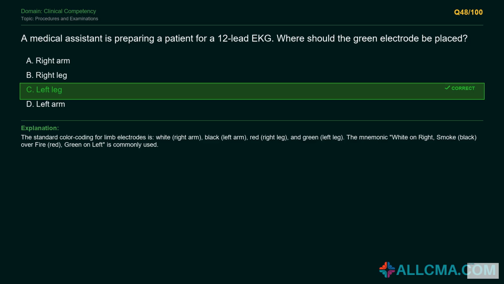The standard color coding for limb electrodes is white, right arm; black, left arm; red, right leg; and green, left leg. The mnemonic "white on right, smoke, black over fire, red, green on left" is commonly used.